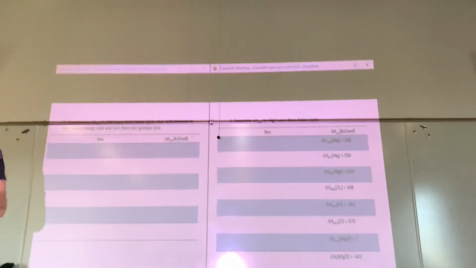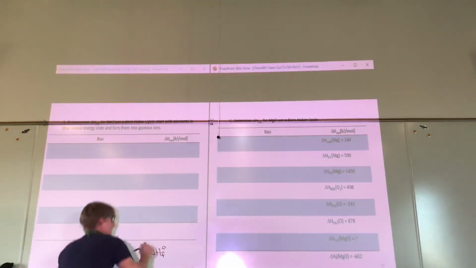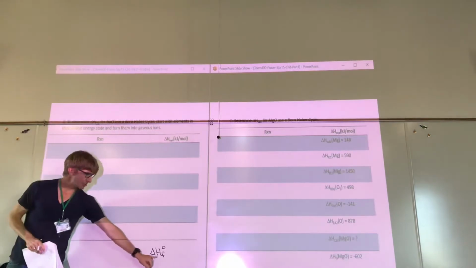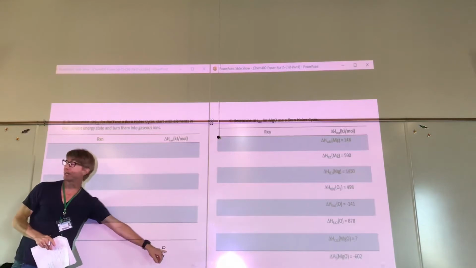Now, what I'm about to do for you is what's called a Born-Haber cycle. It's right here. I know it's a little hard to see. Hopefully it's easier to see on your handout. In a Born-Haber cycle, you're adding up several reactions using what's called Hess's law from chapter 6. And the reactions always add up to what's called a delta H_f reaction. And delta H_f from chapter 6 is the change in the enthalpy of formation under standard state conditions.